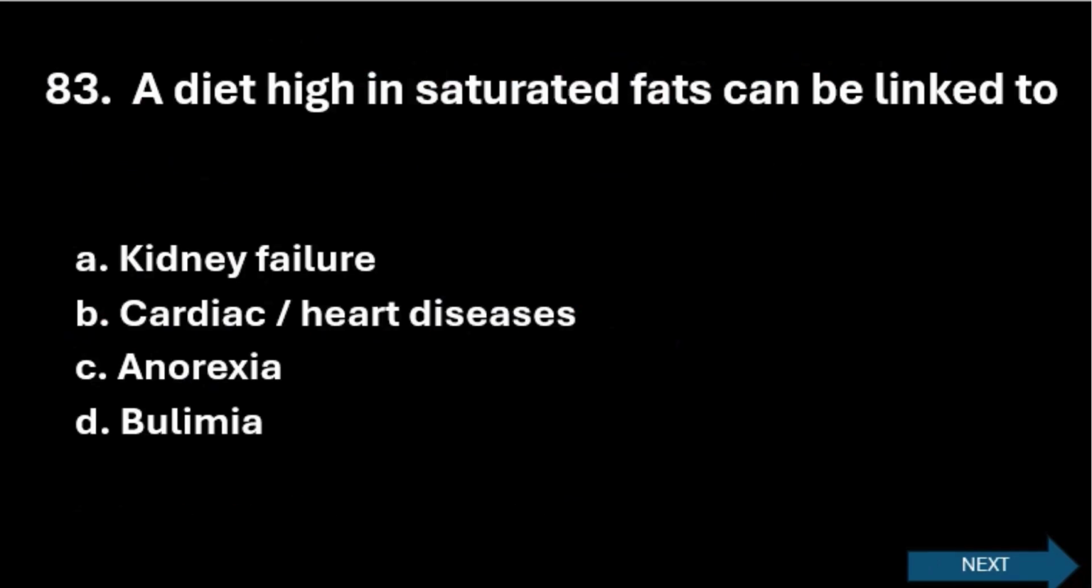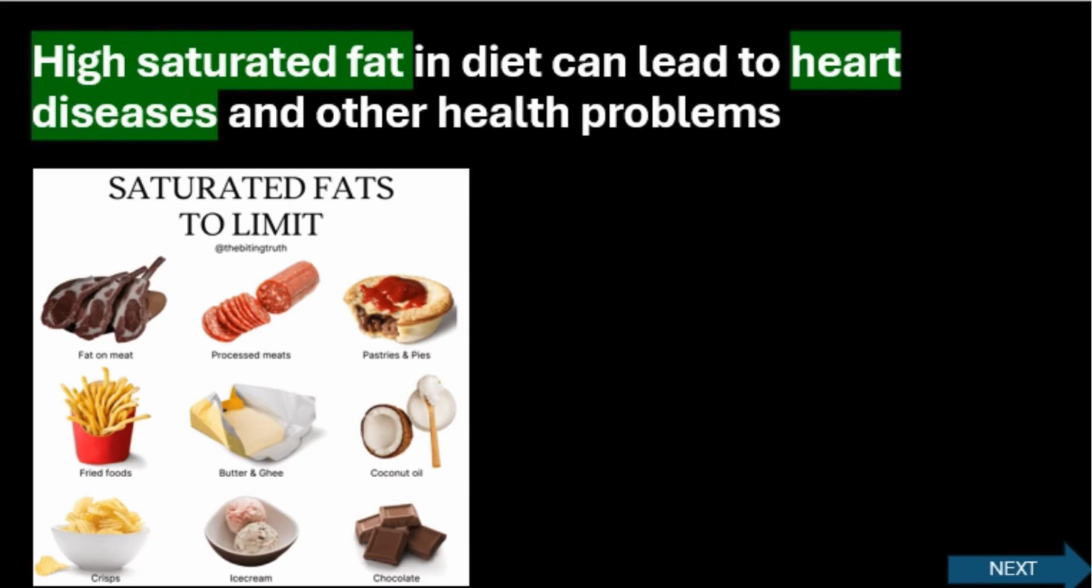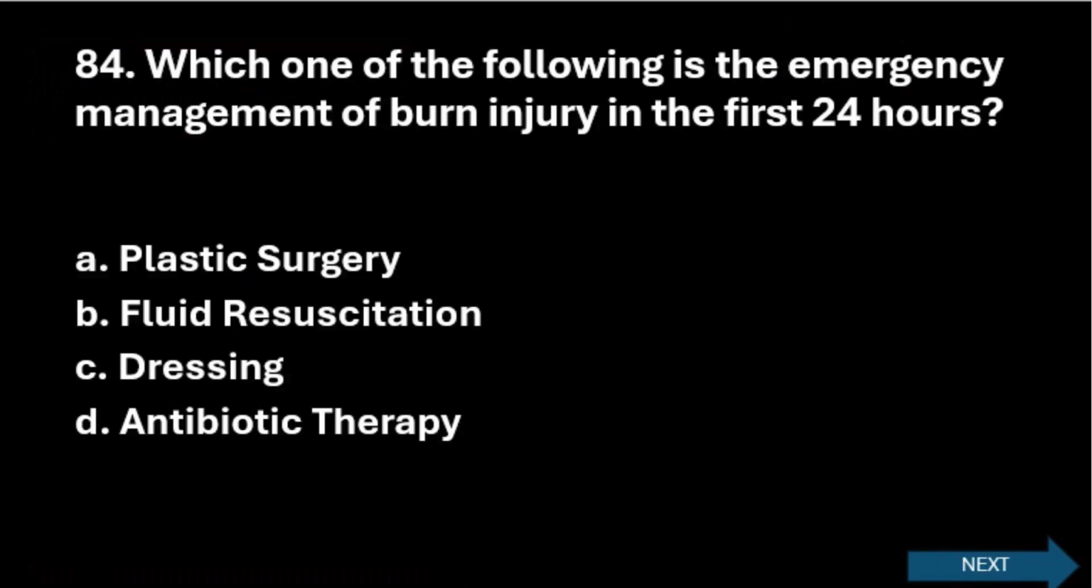Next question. A diet high in saturated fat can be linked to option A, kidney failure, option B, cardiac or heart failure, option C, anorexia, option D, bulimia. Here the right answer is option B, cardiac or heart diseases. You already know that high saturated fat in the diet can lead to cardiac diseases and other health problems because it accumulates cholesterol and can form plaques in the coronary vessels and other areas.